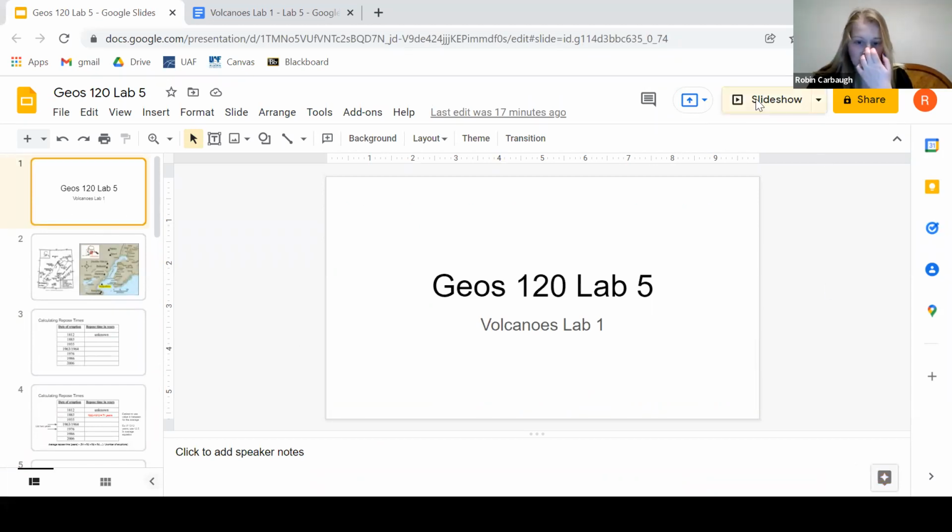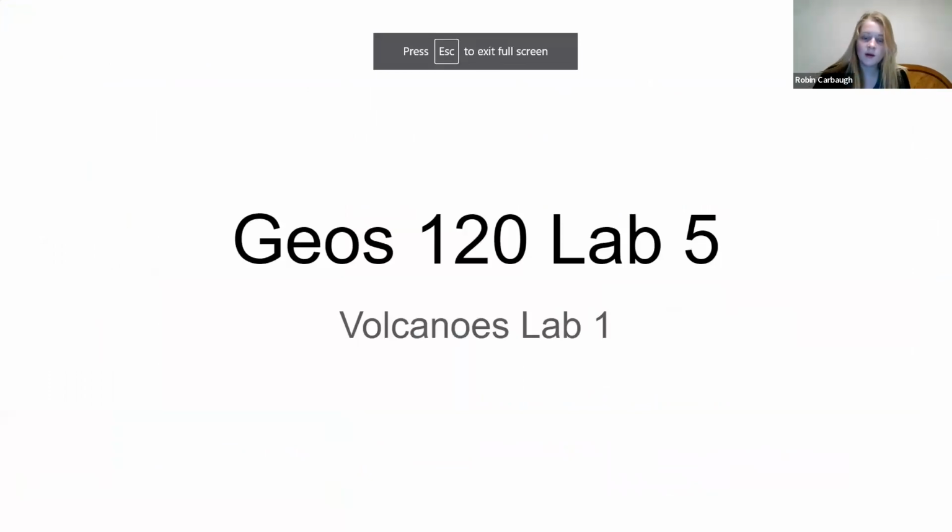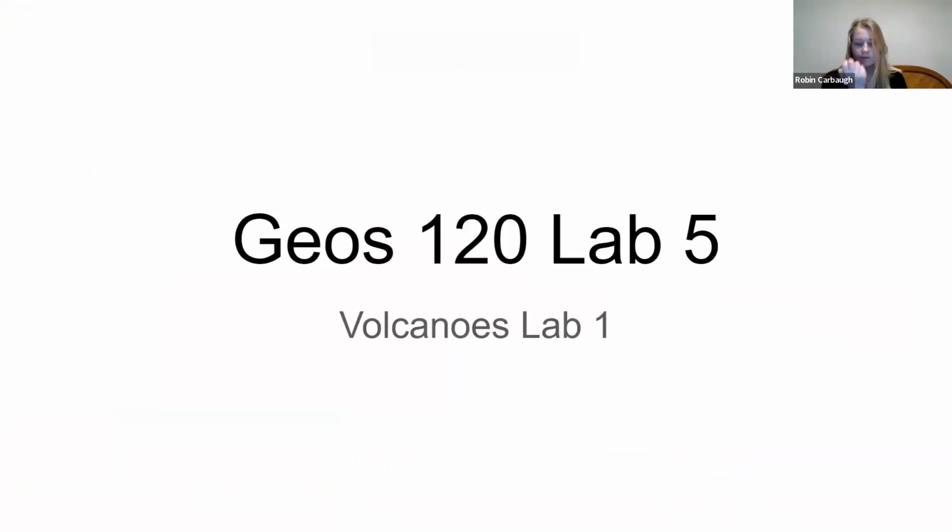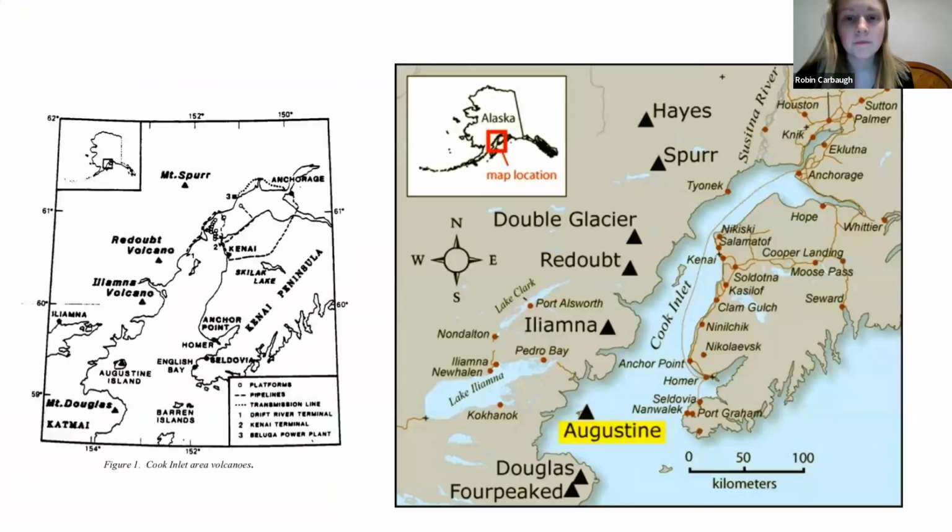So this is Volcanoes Lab 1, or Lab 5 overall, and I will jump right into it. This lab is going to look at volcanoes, an intro to them, some basic ways of how to predict when more eruptions will occur, and different hazards associated with volcanoes. We'll be looking at the Augustine volcano in southern Alaska.